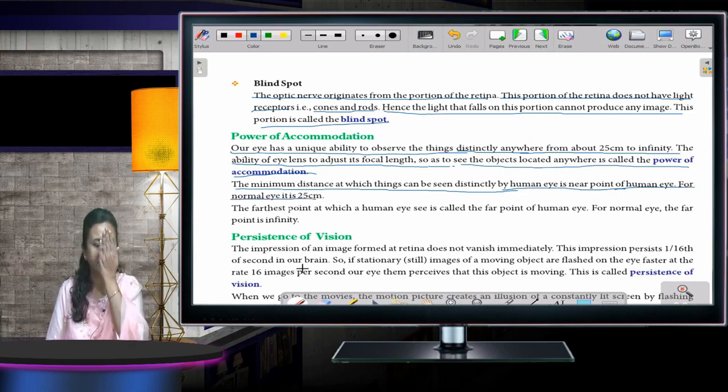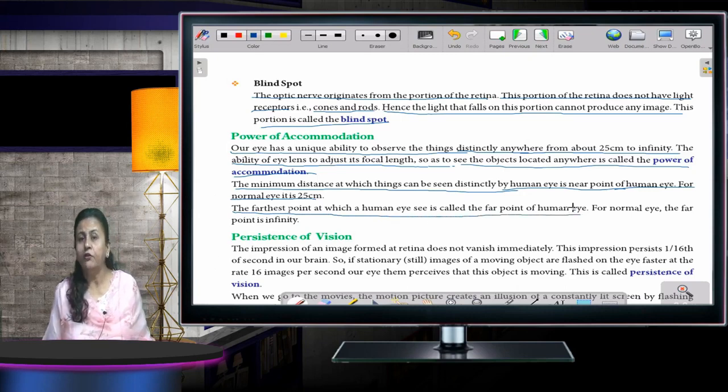If I put things like this, I won't be able to read. When I want to read, I have to keep the book at a proper distance, and the minimum distance is 25 centimeters. In case I put the book very close to my eye, I won't be able to read. The farthest point at which a human eye can see is called the far point of the human eye. For a normal eye, the far point is infinity.